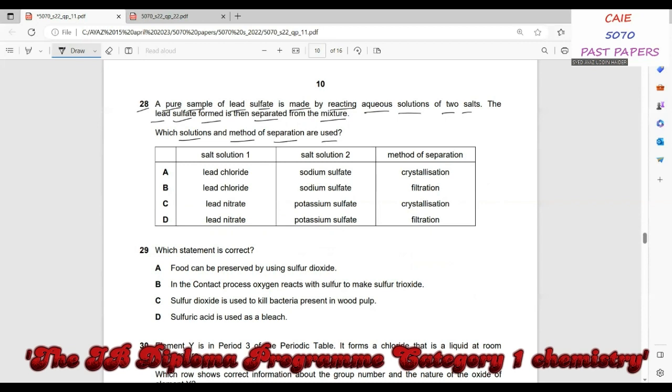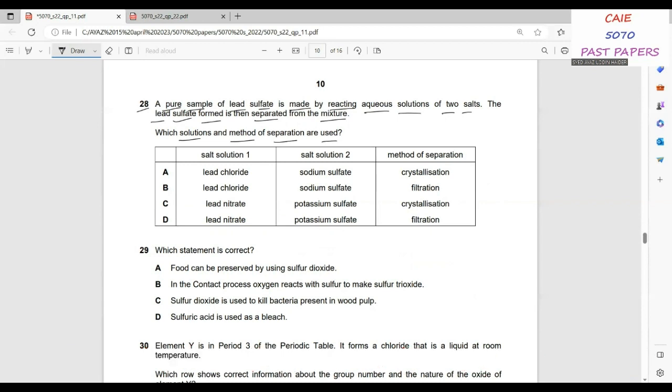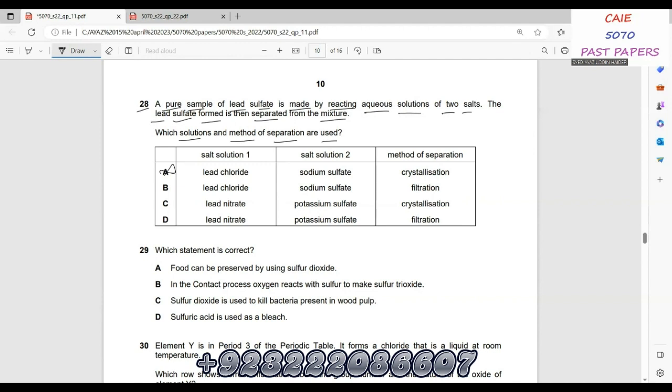We are making lead sulfate by reacting aqueous solution of two salts. And we know that lead sulfate is insoluble, so it will be left as a residue. So if you react lead chloride plus sodium sulfate, this method is incorrect. The reason is that lead chloride is insoluble.